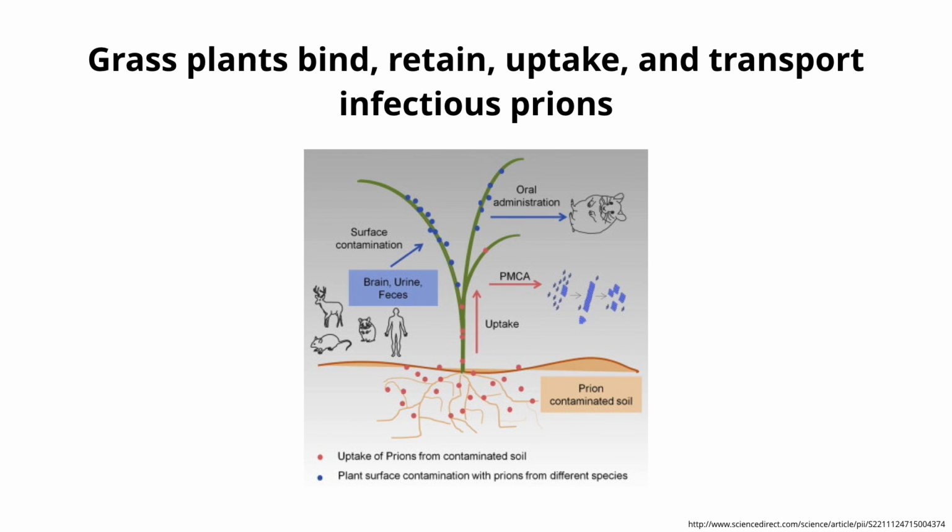It recently was found that grass plants can bind, retain, uptake, and transport infectious prions. So they did an experiment where they contaminated the soil with prions, in red, and the prions are taken up and transported up to the leaves, and then they could feed the leaves to animals and get prion diseases transmitted. They can also show that prions stick to the leaves and can be transmitted to animals as well. So in other words, a deer which is excreting prions is going to contaminate grasses, and they could be transmitted maybe days later to another animal.